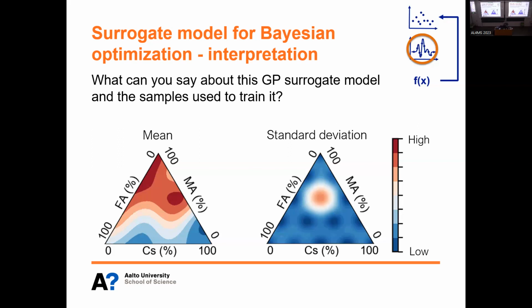I'm going to be quiet for 1 minute again, and you can think about what kind of things you can say from the previous Bayesian optimization cycle and the surrogate model and the samples used to train it, based on this mean and standard deviation. So if you have some observations.